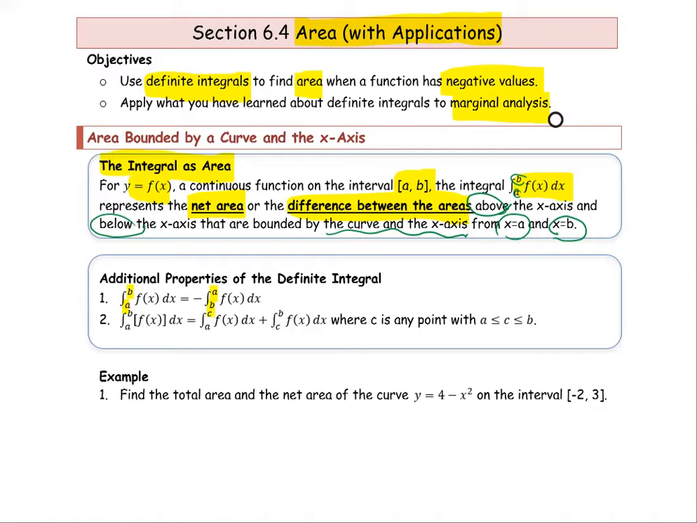And the second one: the integral from a to b of f of x with respect to x can be written as the sum of two definite integrals, from a to c and from c to b, where the point c is somewhere between the left end a and the right end b, or c is a value between the lower limit and the upper limit of the original definite integral.